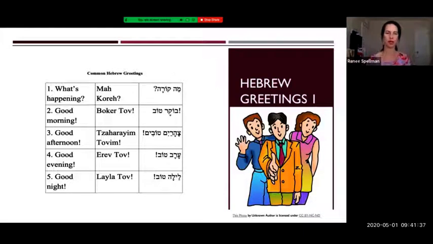So the first one, what's happening or what's up, ma kore. And then the second one, good morning, boker tov. Third one, good afternoon, tzaharayim tovim. And then the fourth one, good evening, erev tov. And then good night, laila tov.